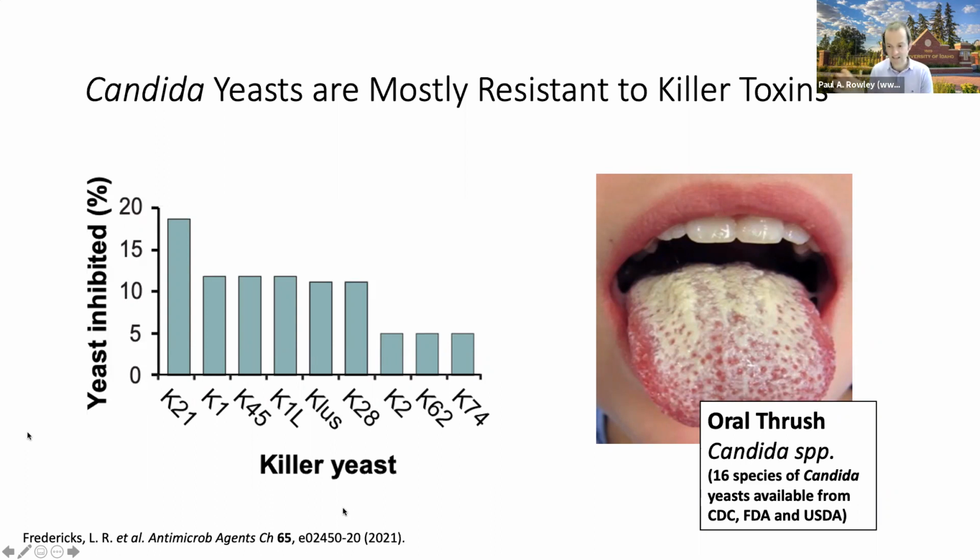So we tested 16 different species that are available from the CDC, FDA, and the USDA. This sort of vindicated what I thought all along and what is written in the literature, that killer toxins aren't broadly antifungal against different species of yeasts. But that's not saying that they didn't inhibit anything. They certainly did inhibit some of these pathogens.